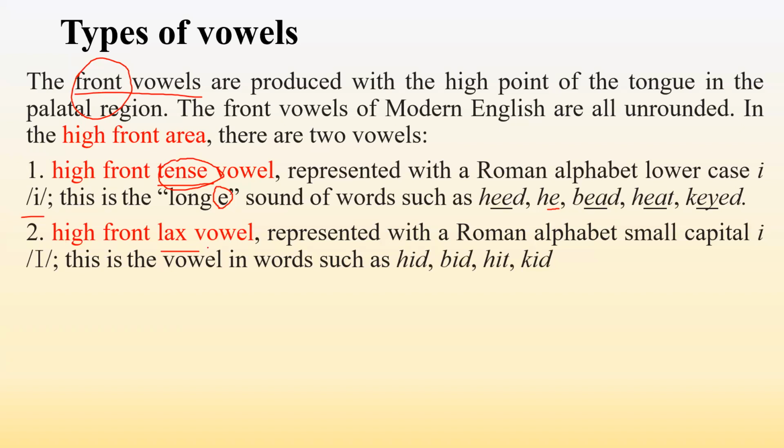And the high front lax vowel is the short E, and it is represented like this. This is the vowel in words such as hid, bid, hit, kid. You can notice the short E. Quickly we say this E, we are not dragging. Instead of short, phonetically we use the word lax, and instead of long, we use tense. So tense vowels are long and lax vowels are short. All these are the two variations of high front vowels.